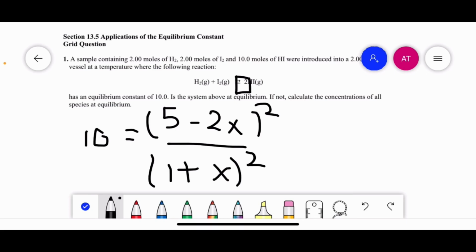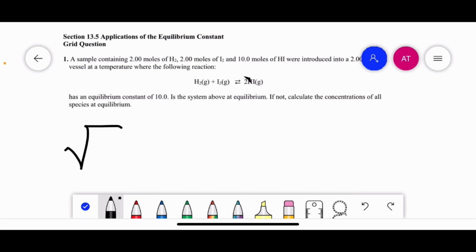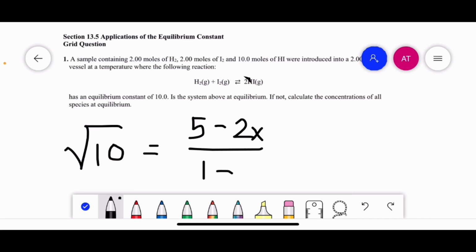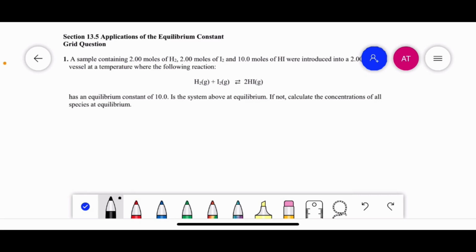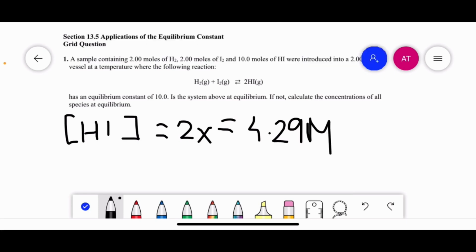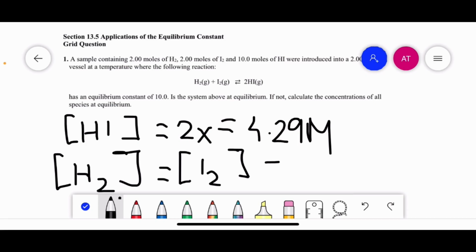Now we can just find the root of the entire equation. So that we get root 10 is equal to 5 minus 2x over 1 plus x, and then we can just solve for x. We get x to be 0.357 molar, but that's not the final answer. So we know that the concentration of HI is equal to 5 minus 2x, which is equal to 4.29 molar, while the concentration of H2 is equal to the concentration of I2, which is equal to 1.36 molar.